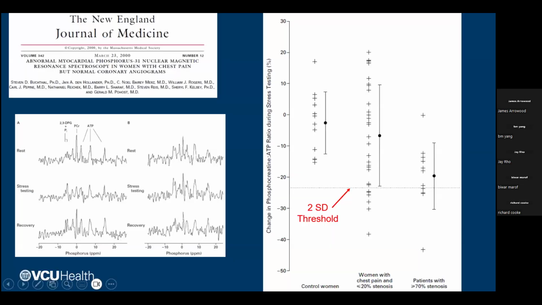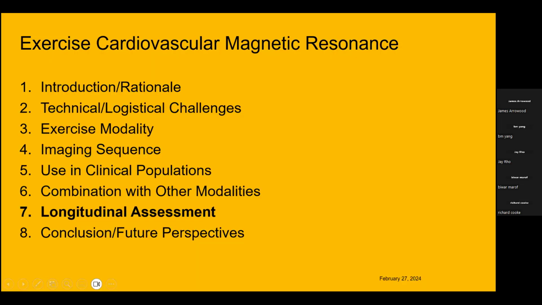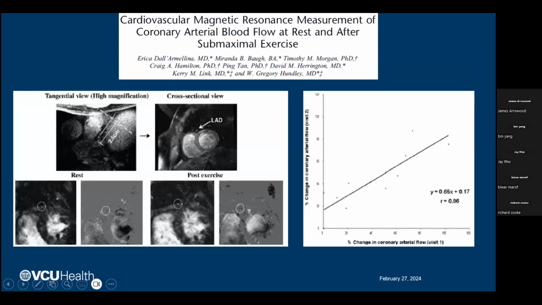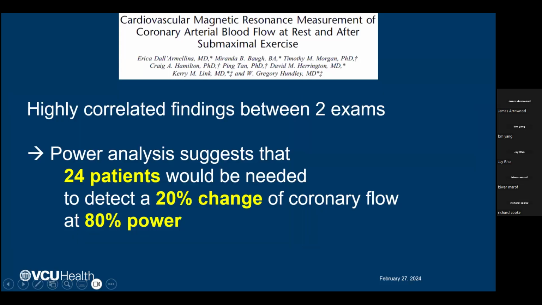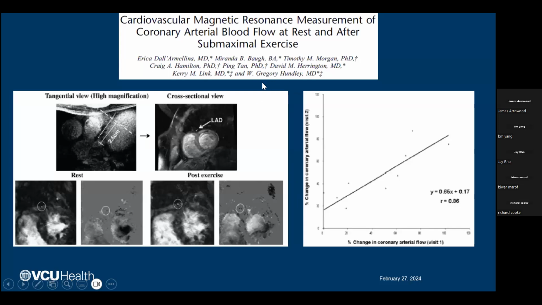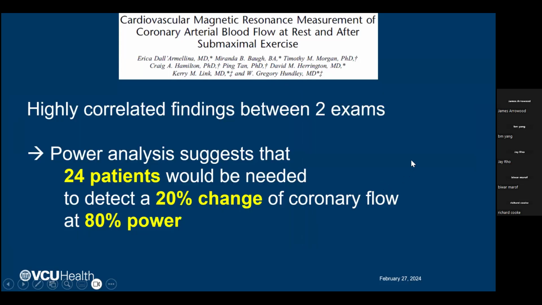I'm going to start skipping ahead. You can do spectroscopy with it, and then I'm going to go a little bit more quickly. I think this was an interesting study that Dr. Hundley's group did, looking at cross-sectional views of the coronary artery and looking at responses to exercise. And based on a relatively small number of individuals, they had such high precision between two exams that they were able to run a power analysis that said they would really only need 24 subjects in a clinical trial to detect a 20% change of coronary blood flow, maintaining 80% power.